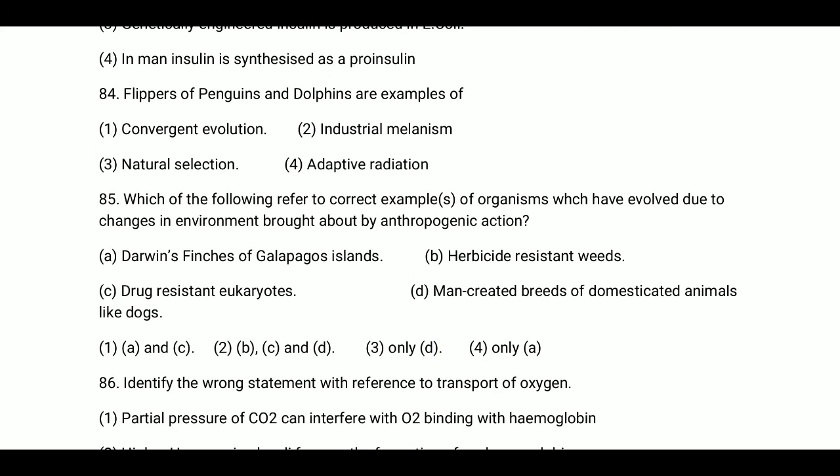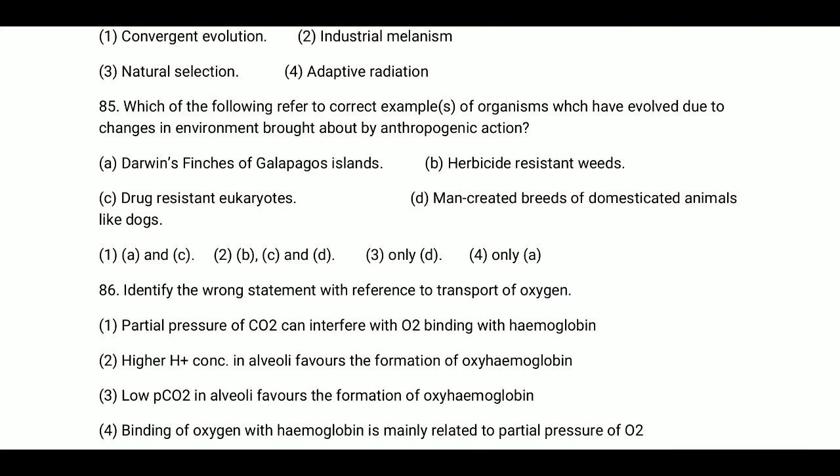Which of the following refer to correct examples of organisms which have evolved due to changes in environment brought about by anthropogenic activities? Darwin's finches of Galapagos Islands, herbicide-resistant wheat, drug-resistant eukaryotes, man-created breeds of domesticated animals like dogs. The right answer is herbicide-resistant wheat. No, there are two options in this, sorry: A and C, B, C, D, D only, A only. B is also correct, C is also correct, D is also correct. So the option is the second option, question 85. Yes, the second option is right.